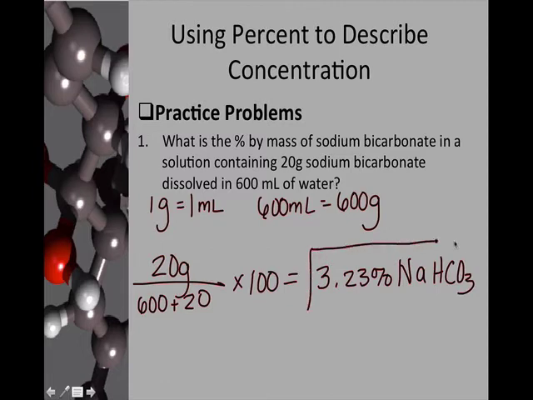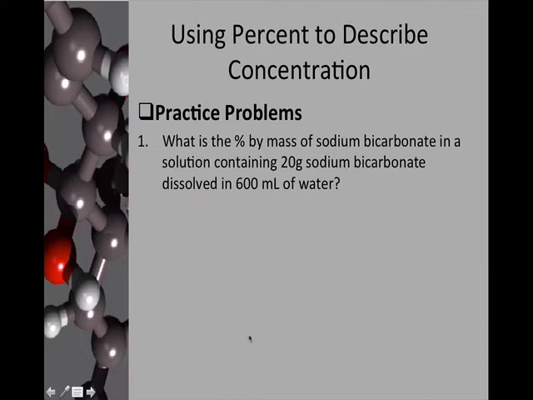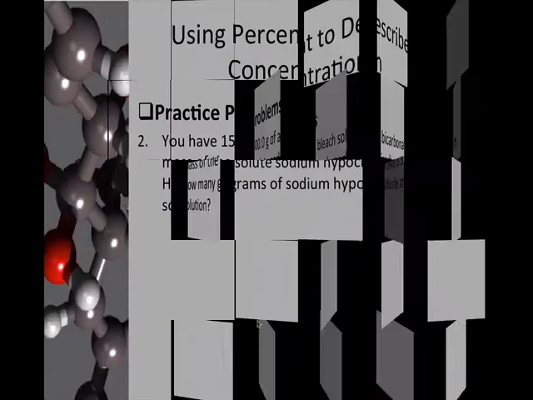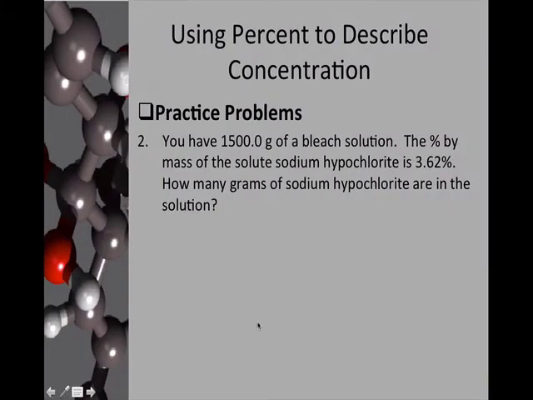And that's a pretty simple problem. You shouldn't have any problems plugging that into your calculator. The next practice problem says you have 1,500 grams of a bleach solution. The percent by mass of the solute sodium hypochlorite is 3.62%. How many grams of sodium hypochlorite are in the solution?